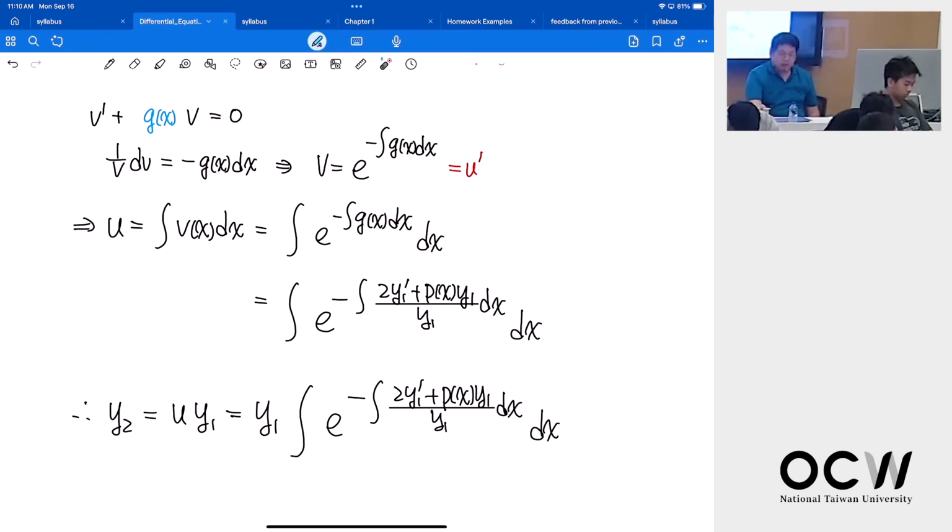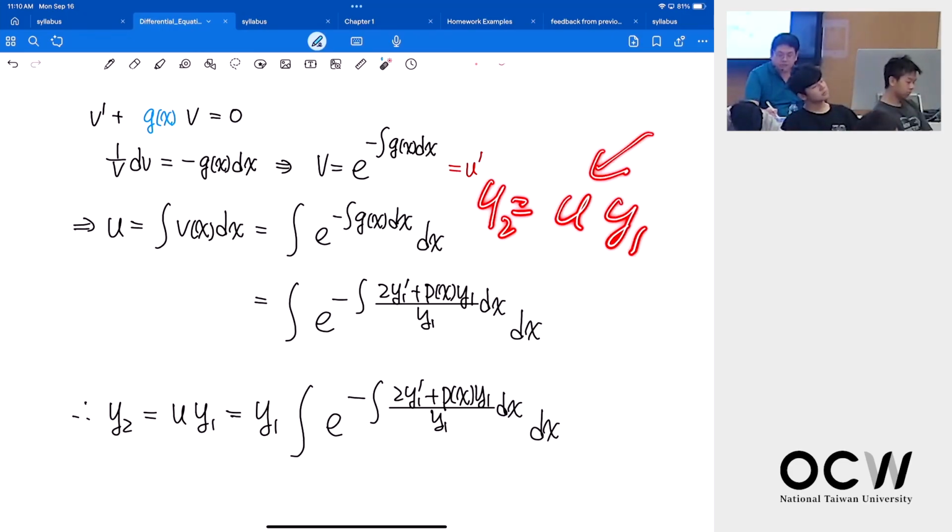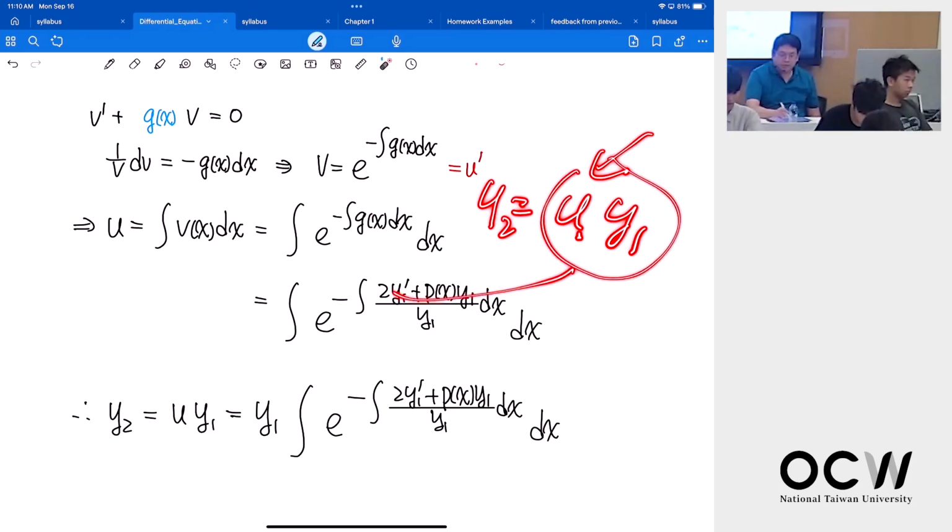Actually, you don't, right? You just know the concept. What is the reduction of order? Since we know one solution, then the other solution, y2, will be u times y1, and your goal is to find u. That's it. So you bring this back to your original differential equation and take the derivative and find u.